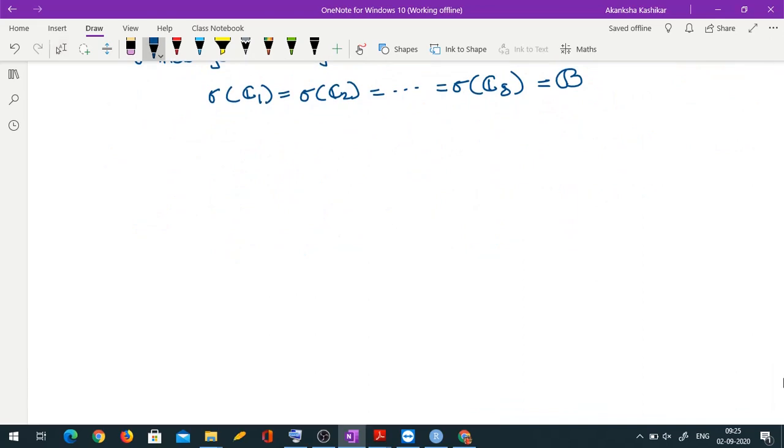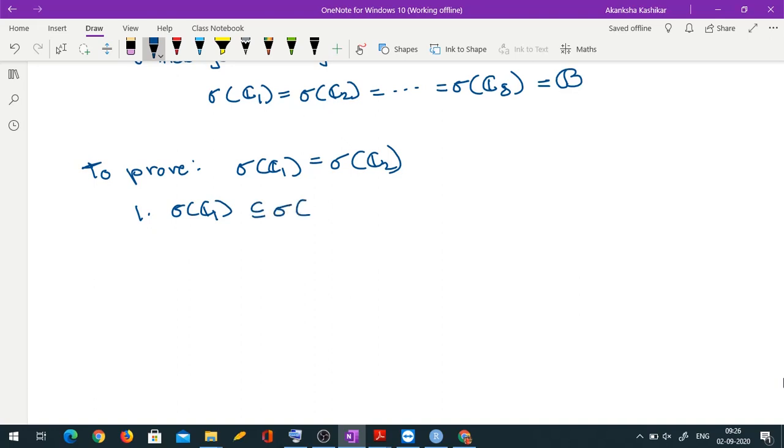So, for example, let me consider the same thing earlier, type 1 and type 2. Let me try to prove sigma C1 is equal to sigma C2. Again, if I want to prove two sets are equal, I have to prove that they are subsets of each other. So, first let me try to prove sigma C1 is subset of sigma C2.